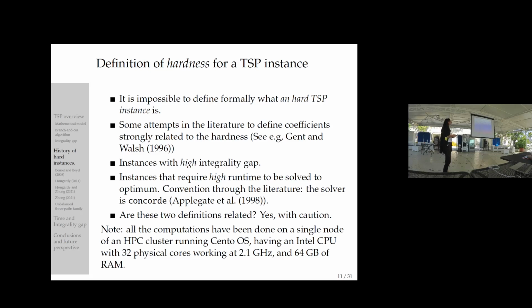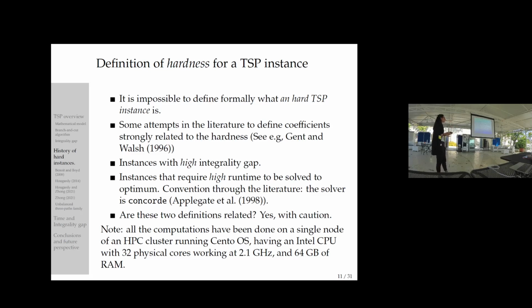And so we can try to give two definitions of hardness. First definition, instances with a high integrality gap, and second definition, instances that require high runtime to be solved to optimum. Of course, the meaning of runtime is strongly connected to how you try to solve these problems. And through the literature, the state-of-the-art solver is Concorde. That basically implements a branch and cut in a very clever way, with other preliminary heuristics. But it is a branch and cut.